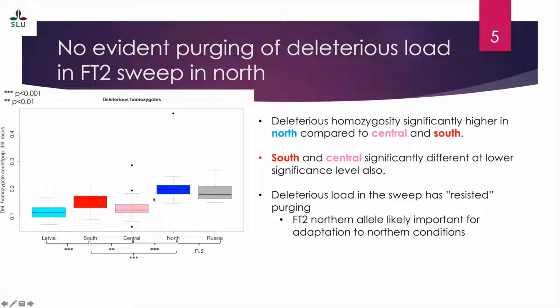So there might be some purging happening in this window, but now the purging is happening only in the central population. So there is no purging happening in the deleterious load in the North population. So this sweep has resisted purging. This is most likely because the FT2 northern allele is likely important for adaptation to northern conditions.